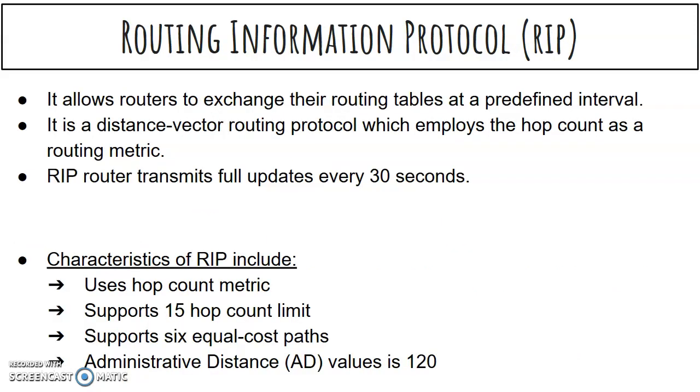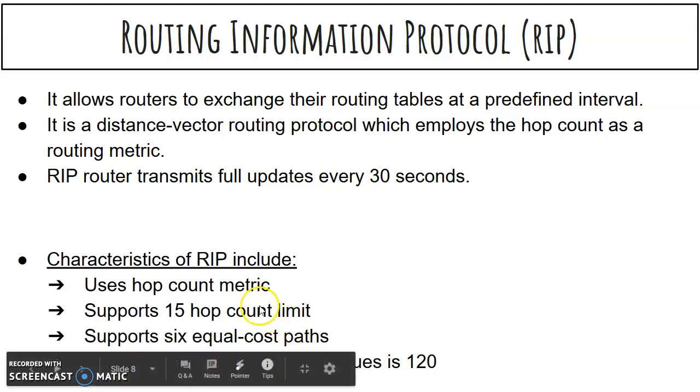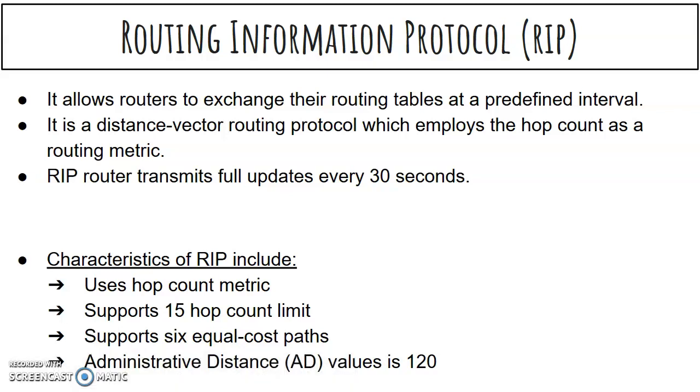So coming to the first distance vector routing protocol, which is the routing information protocol. The routing information protocol allows routers to exchange their routing table at predefined intervals, and in this case, the predefined interval is 30 seconds. So here are some characteristics of the routing information protocol which I have included, such as it uses the hop count metric and it supports a 15 hop count limit, supports 6 equal cost paths, and the administrative distance is 120. So administrative distance means the route that the protocol will choose.